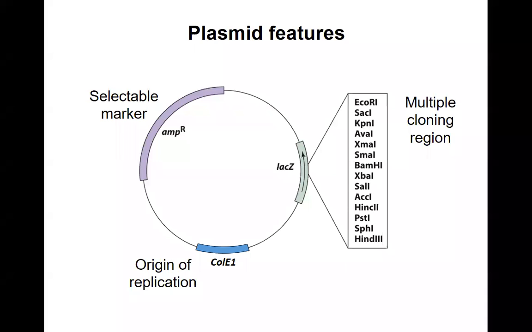Something that pumps out the antibiotic. There's several ways of how resistance can work. If it has a resistance gene, it will be able to survive. So this one has an ampicillin resistance.